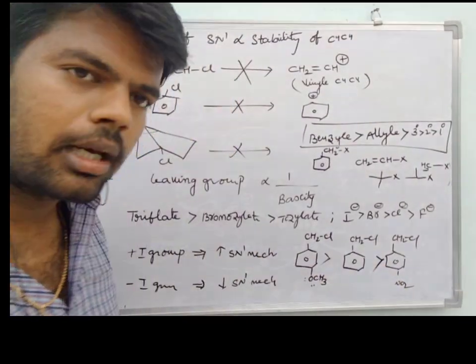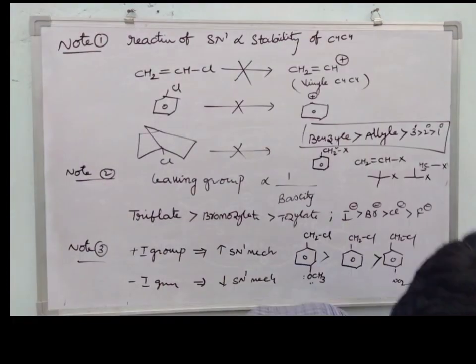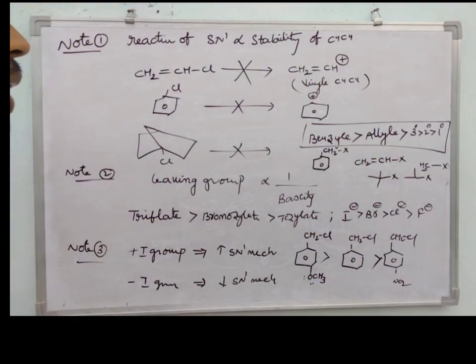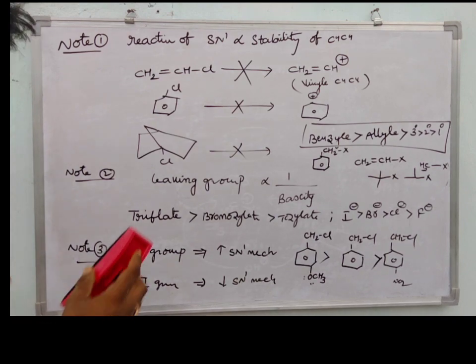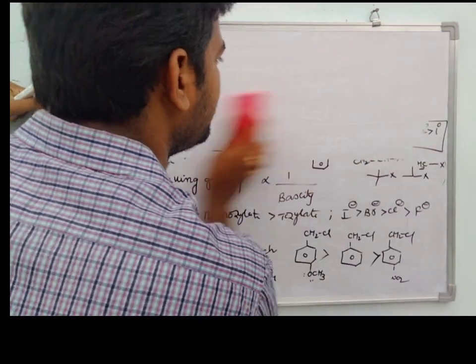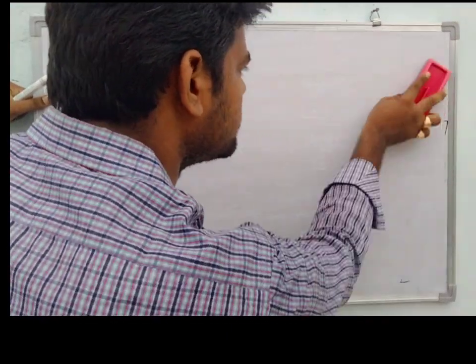Therefore, this is the order. First, we will check what the nucleophile and the substrate given are. Later, we must check the leaving group. Later, we must check the plus I group as well as the minus I group to identify the reactivity of the SN1 mechanism, friends.